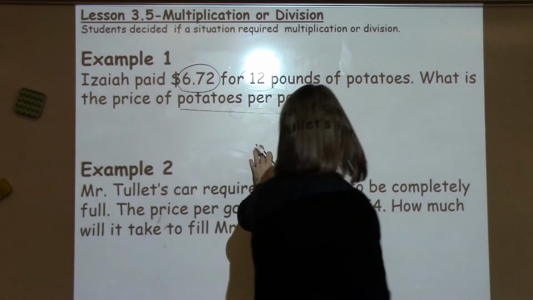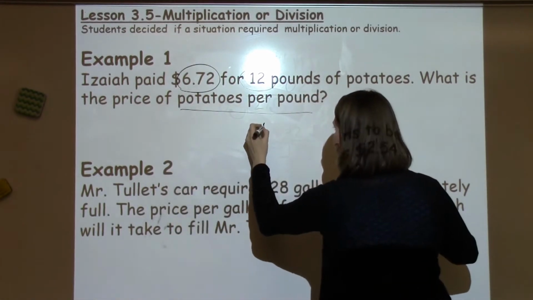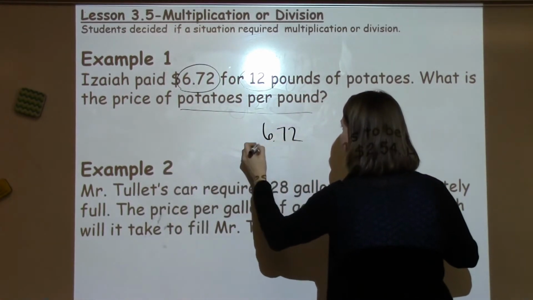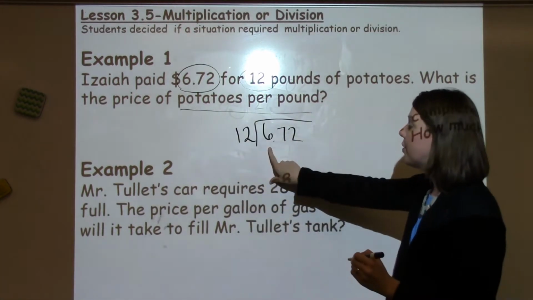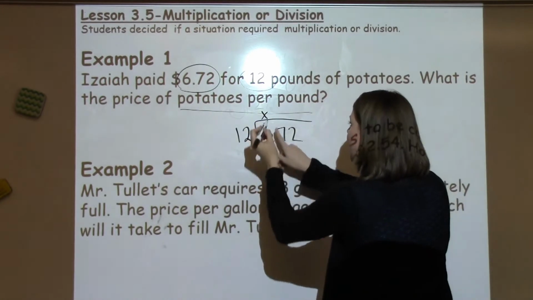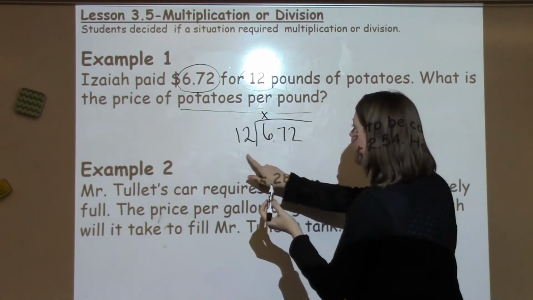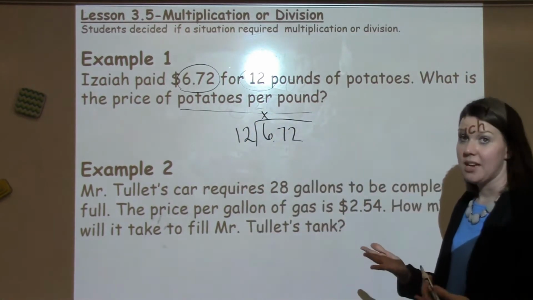I'm going to go ahead and set up the problem. I have my $6.72 divided by 12. All right. Can 12 go into 6? It cannot. I have my X on top. And then I need to think, can 12 go into 67? I know it can, but I need to figure out how many times.